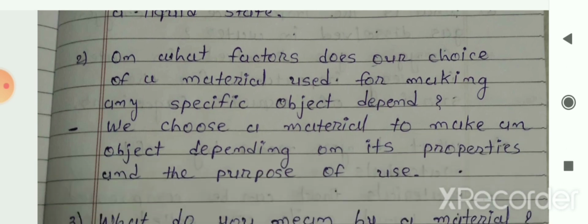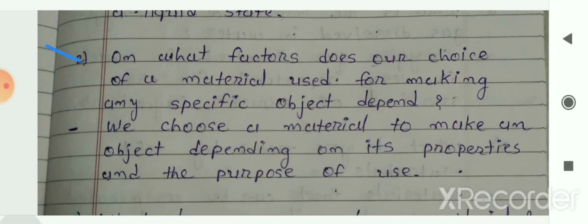Next is, on what factors does our choice of a material used for making any specific object depend? So we choose a material to make an object depending on its properties and the purpose of use. For what purpose we want to use that object and what properties we want from that object, on the basis of that we are choosing the material from which we are going to make that object.